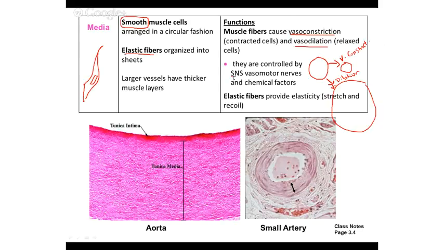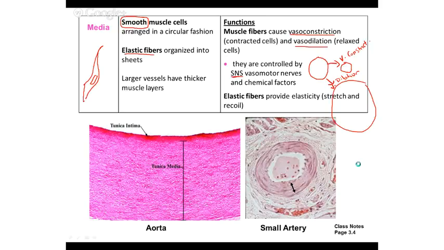The sympathetic nervous system usually constricts blood vessels. The parasympathetic nervous system usually relaxes blood vessels. But there are some exceptions to this, and we're going to talk about those in class. So just like with the heart speeding up and slowing down, sympathetic, parasympathetic, with the blood vessels constricting or dilating, sympathetic, parasympathetic is going to affect there as well. So that's our muscle layer.